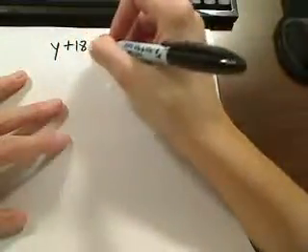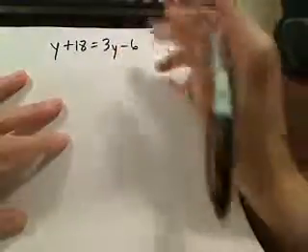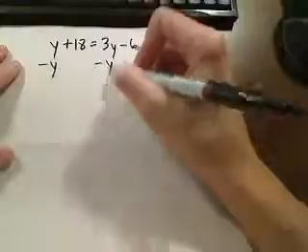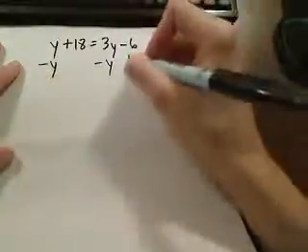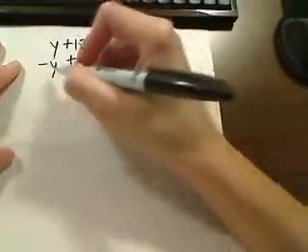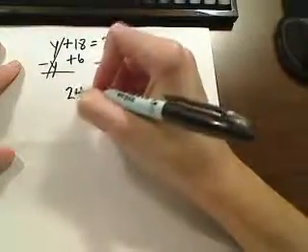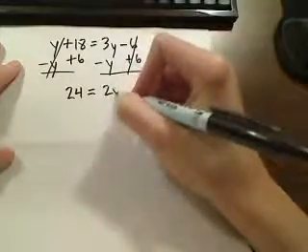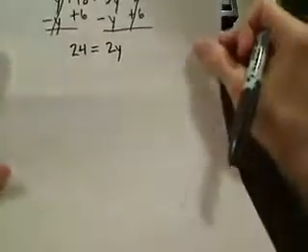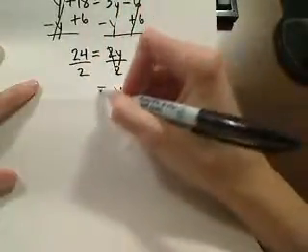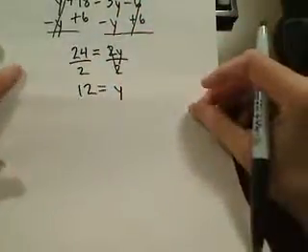Now we're going to get our y's together. So I'm going to take this y to that side, and I'm going to bring the 6 over as well. I'm seeing 24 equal to 2y, and then divide by 2, and we find that y here equals 12.